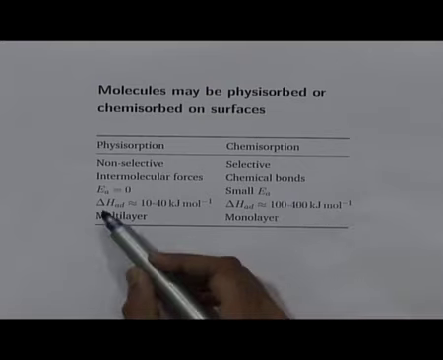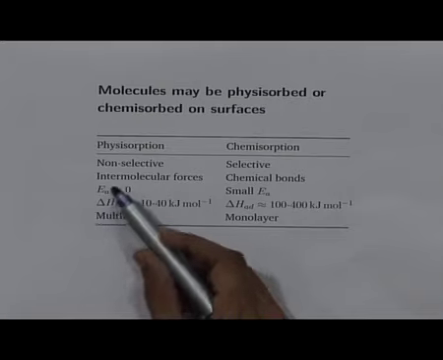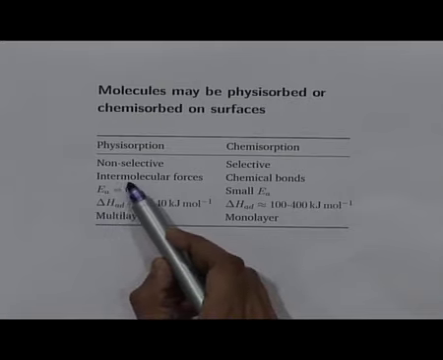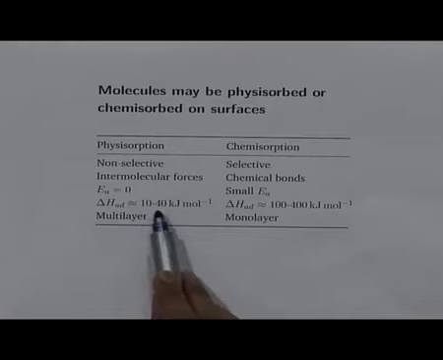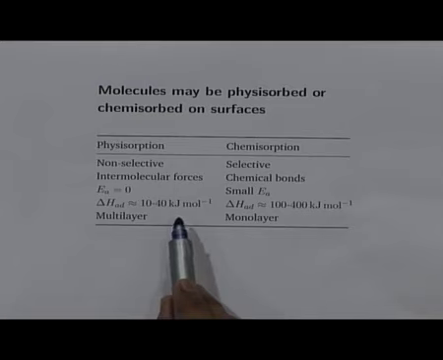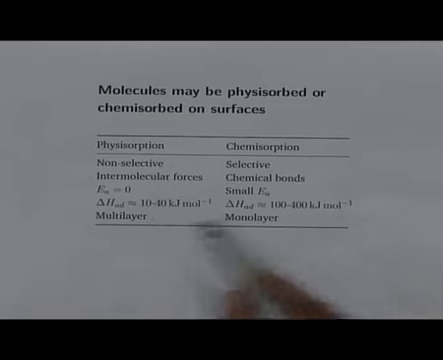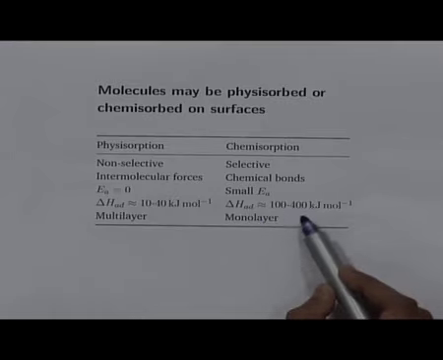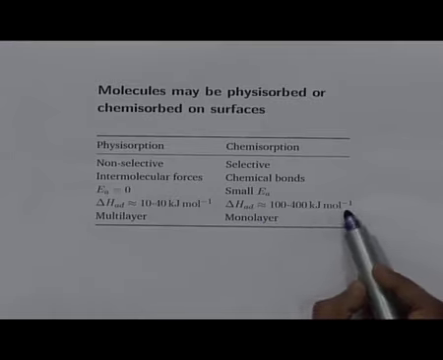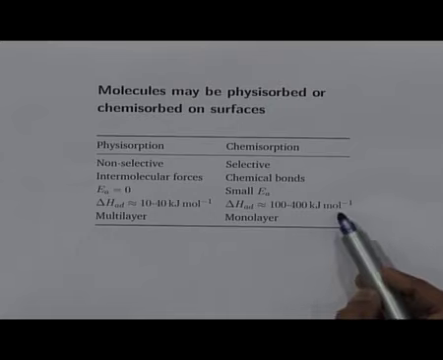And a very significant difference is the enthalpy of adsorption. Because physisorbed species are bound through intermolecular forces, the enthalpy of adsorption is quite small, only about 10 to 40 kilojoules per mole. And we also said that these numbers may differ based on the kind of book that you look at. The enthalpy of adsorption for chemisorption would be 100 to 400 kilojoules per mole.